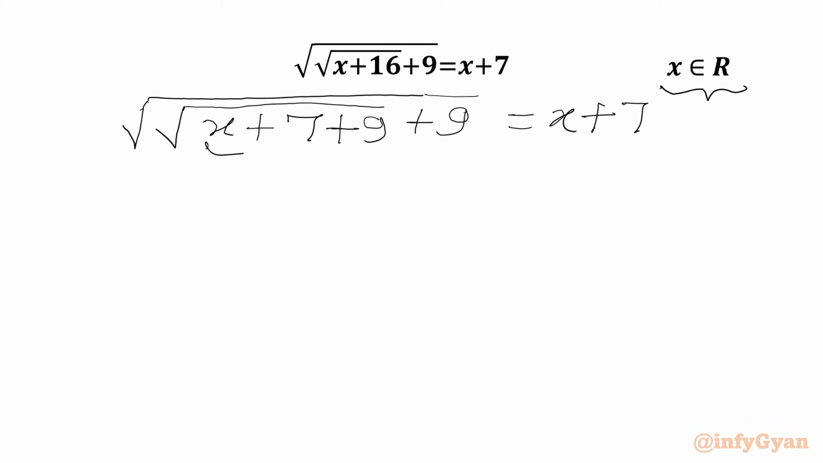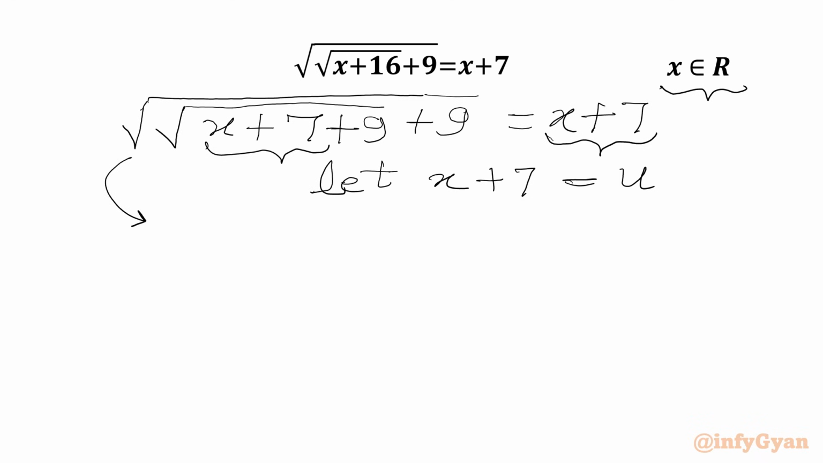Now in LHS, we have x plus 7. In RHS, we have x plus 7. So let us consider x plus 7. Suppose this is u. So we will write our equation in u: square root of u plus 9 plus 9 equal to u.